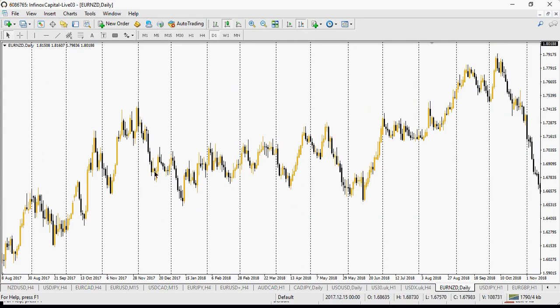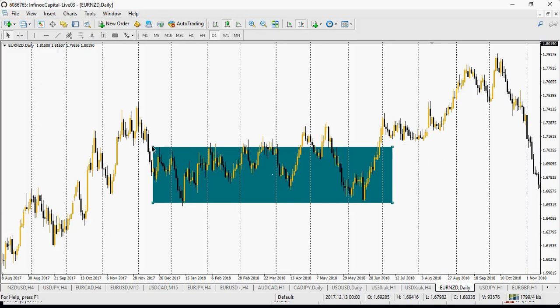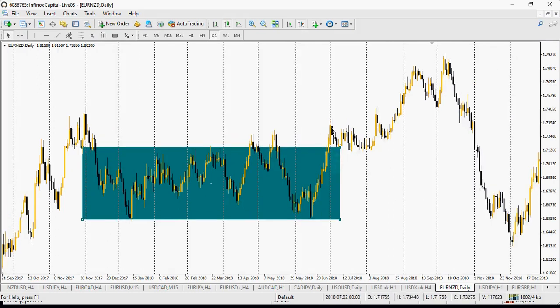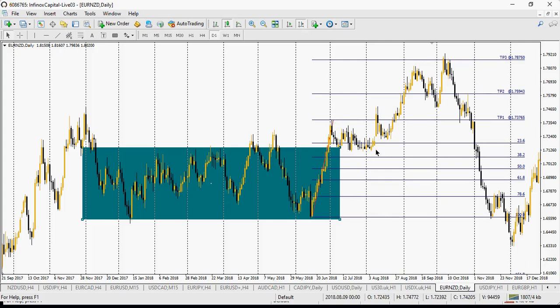This market actually was ranging around this space. You may not be able to use Fibonacci in a ranging market. This is a ranging market, but when it got here, it started trending again. So let's look at this one wave.